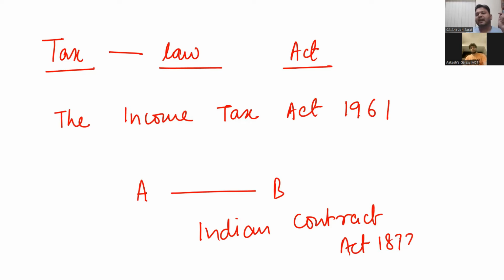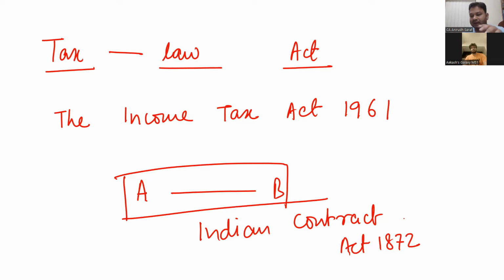The Indian Contract Act, 1872. There are various rules written in that act, that law. And if this agreement between these two people, A and B, matches all the criteria given in the Indian Contract Act, then that agreement may be a legally enforceable contract. But a law is not a contract.